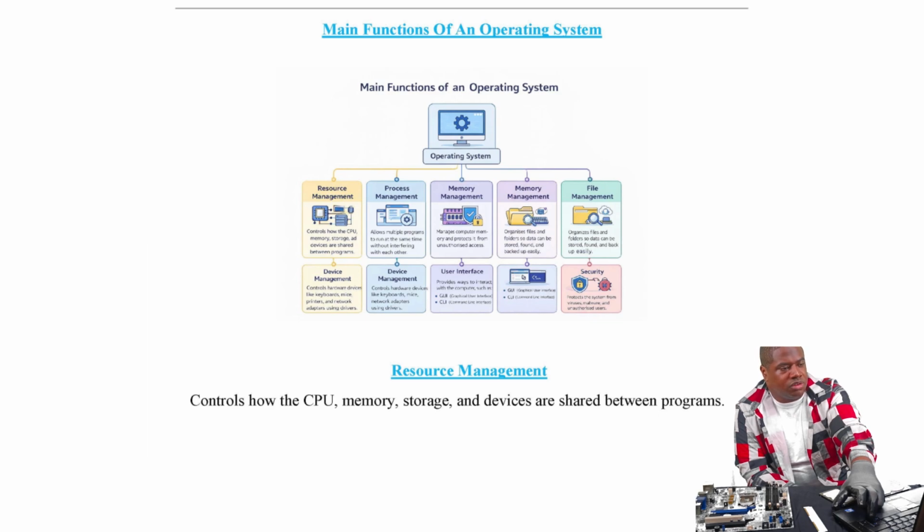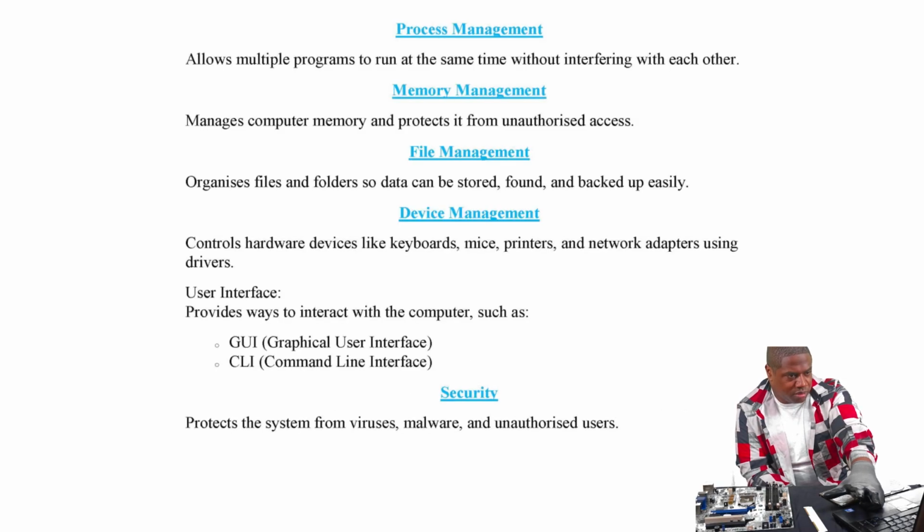Resource management controls how the CPU, memory, storage, and devices are shared between programs. Process management allows multiple programs to run at the same time without interfering with each other. Memory management manages computer memory and protects it from unauthorized access. File management organizes files and folders so data can be stored, found, and backed up easily.